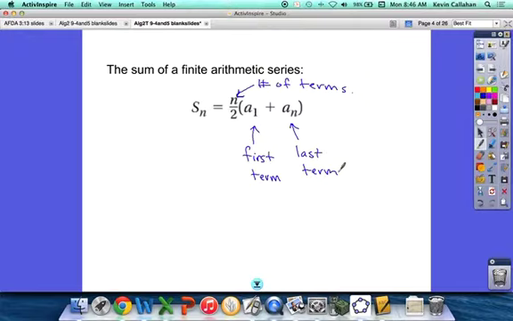Now, if I gave you a true-false question: if all you know is the first term and the last term of a finite arithmetic sequence or series, you can find the sum. If all you know is the first term and the last term, can you add up the terms? Or are you missing something? You don't know the number of terms, right? You can't add them up because you don't know the number of terms. It's not enough just to know the first term and the last term. You've got to know the number of terms.